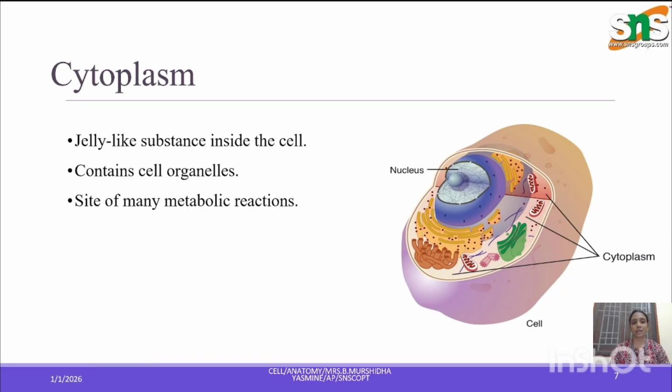What is cytoplasm? Cytoplasm is a jelly-like substance inside the cell. So here is the cytoplasm. All the organelles are present in the cytoplasm, so it contains the cell organelles. It is the site of many metabolic reactions. So cytoplasm is the site for metabolic reactions.